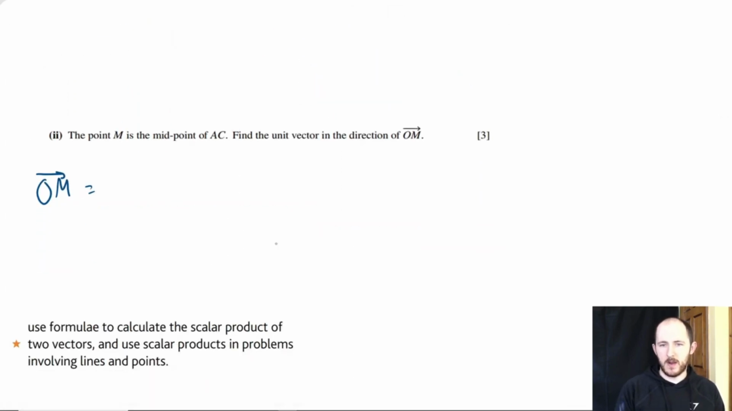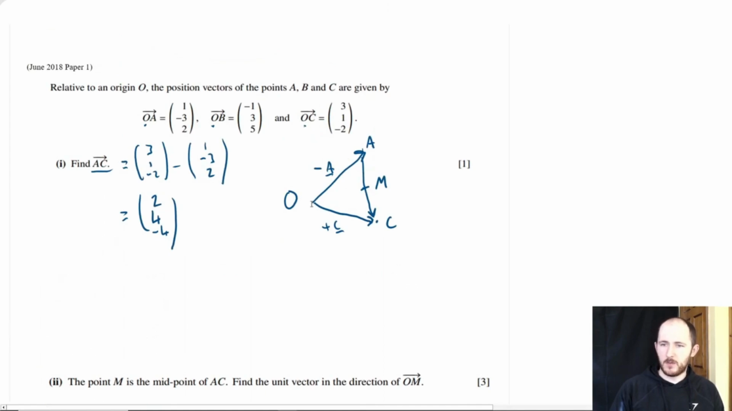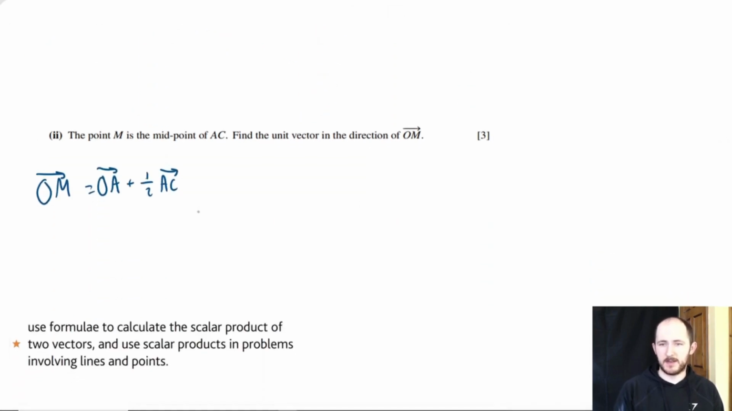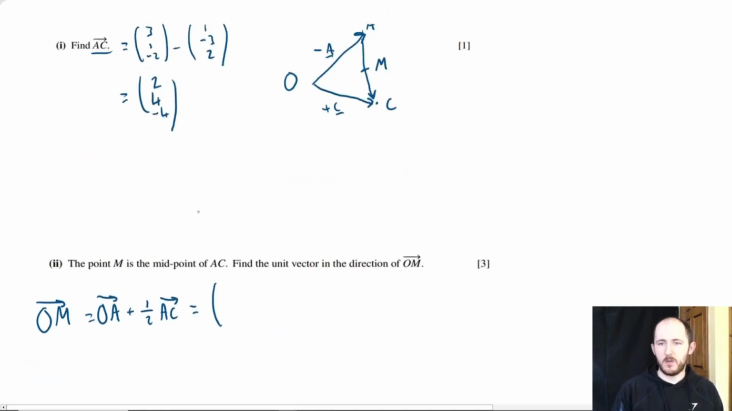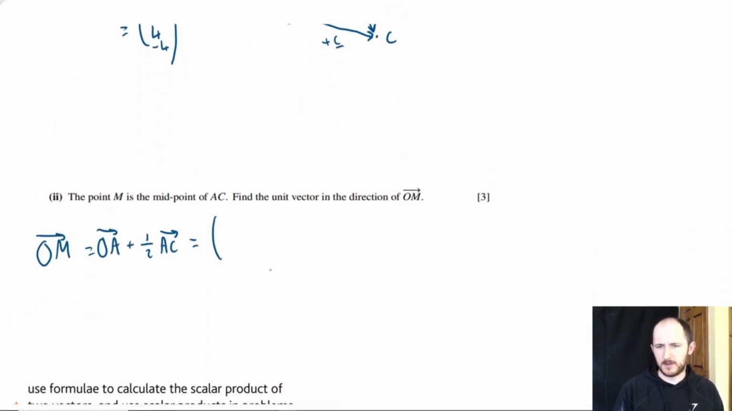So we're going to go OA plus half AC. We're going from O all the way up to A, so it's positive, and then we go along AC, and we know what half of AC is, but let's work this out now. OA is (1, -3, 2), and that's a half. And again, I'm going to do these steps really slowly and carefully just to make it make 100% sense.